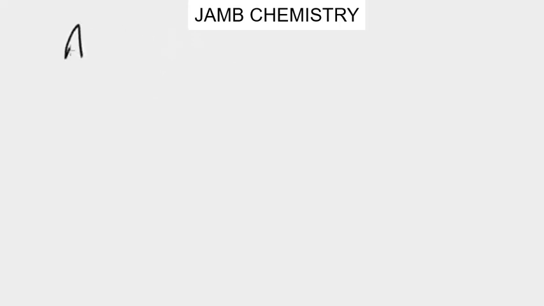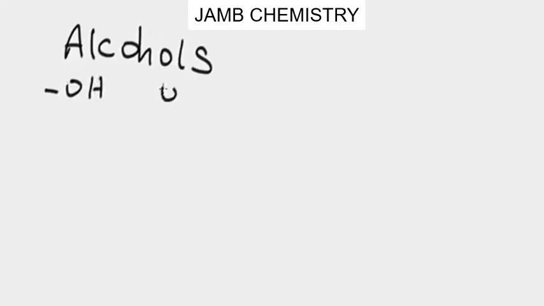So we're looking at alcohols. Let's begin with this. Alcohols have an OH functional group, and their names end in "-ol". When you want to pronounce an alcohol, it ends with "-ol". All alcohols contain an OH functional group.